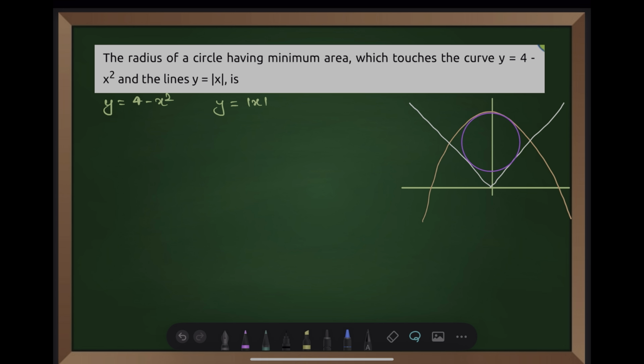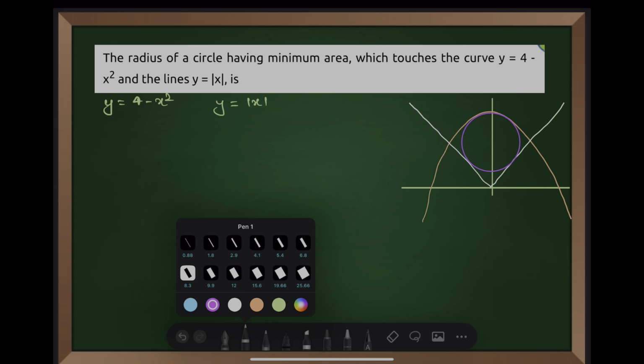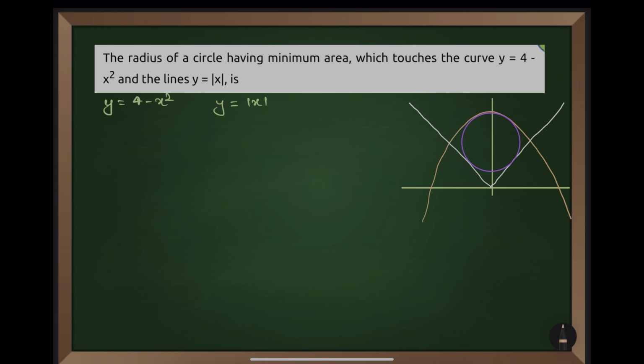Now try to simplify things. So can you please tell me this point? It is on this curve. So if x is 0, y will become 4. So can I say that it is 0, 4? Now look at this. If we get the center and the radius, we can simplify the question.